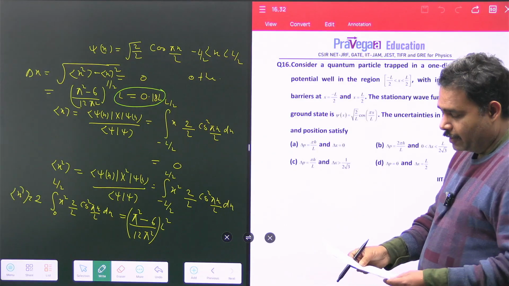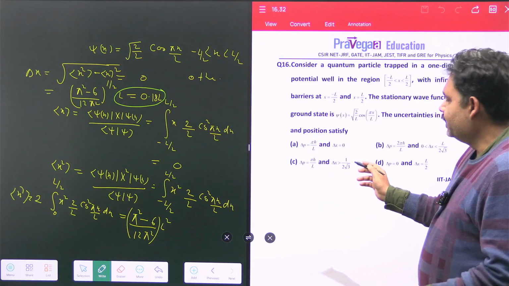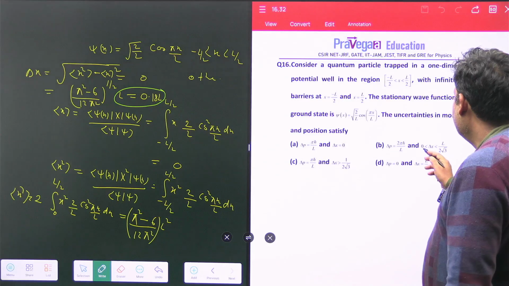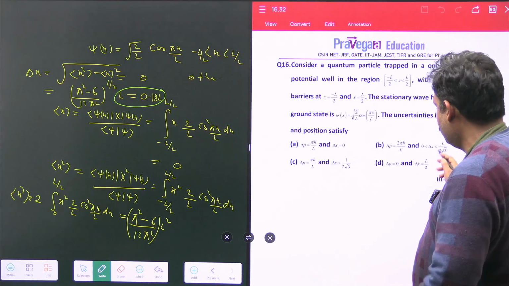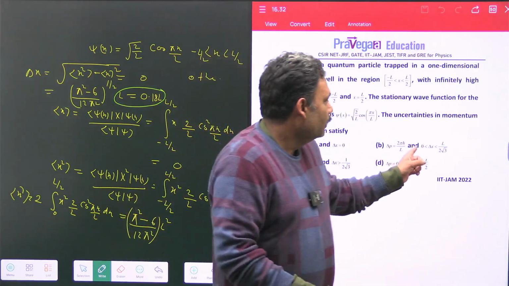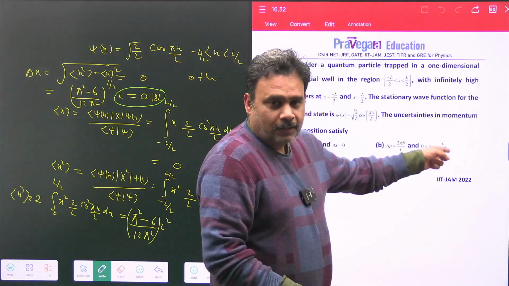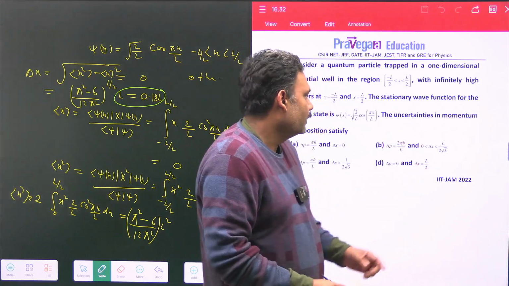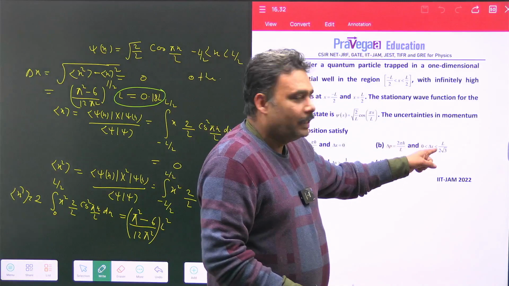When you calculate this particular value, it is 0.288. So this is also not correct. Now delta x is between 0 and L by 2 root 2, and that value is delta x between 0 and 0.288. So this one is correct for delta x. This is also not correct. So from the point of view of delta x, option B can be correct.